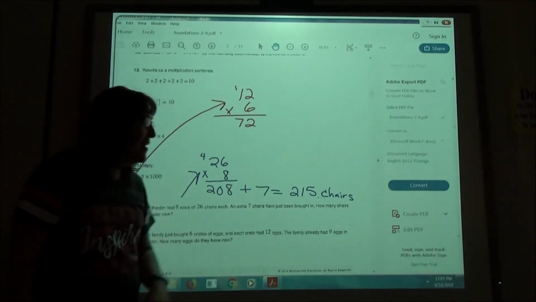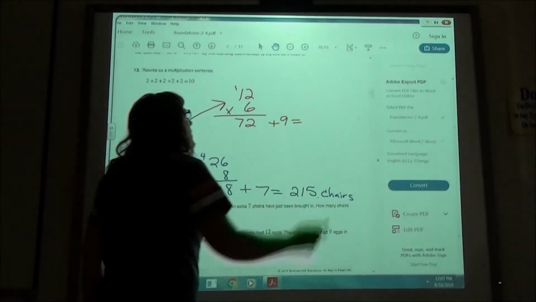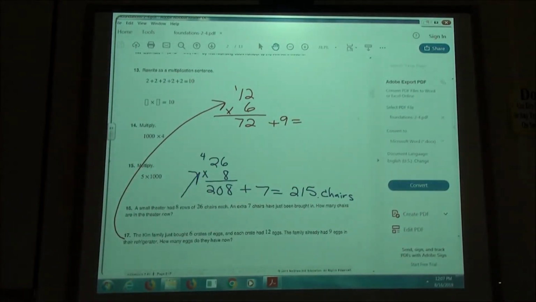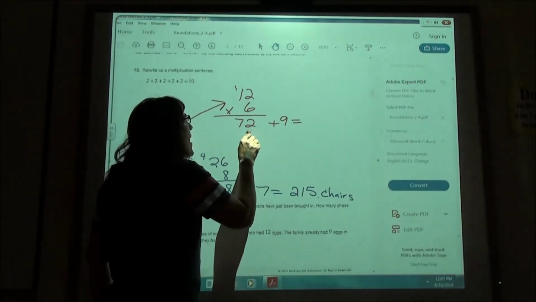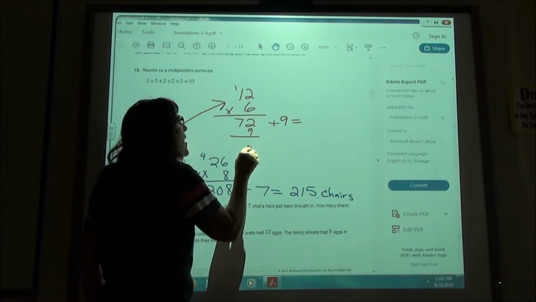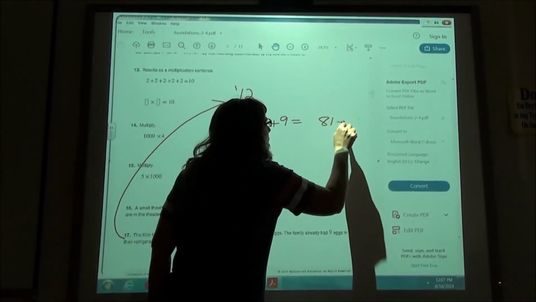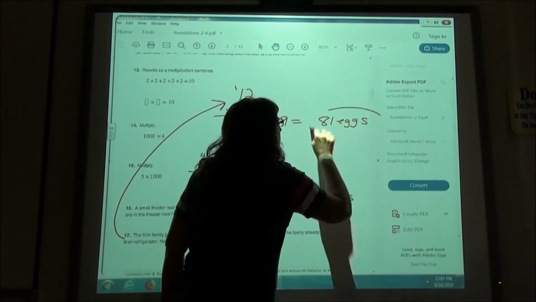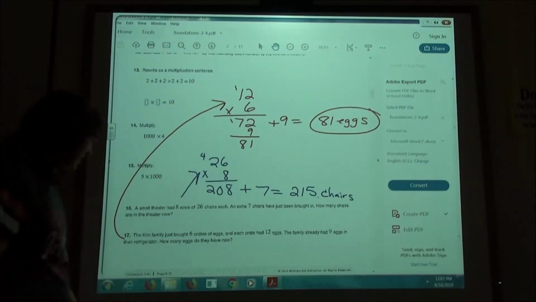However, I already had 9 in my refrigerator, so I have 9 extra ones. So now I'm going to take my 72 and add my 9. 2 plus 9 would give me 11, carry my 1, so I get 81 eggs that I have in my refrigerator. Might take me a couple days to eat that many. All right.